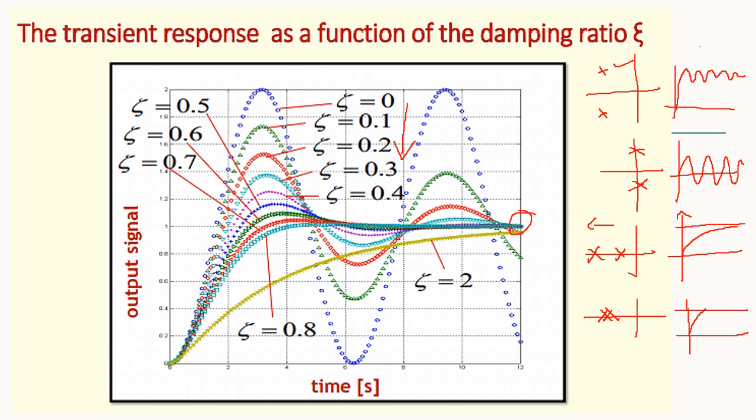So this is for zeta less than 1, this is for zeta equal to 0, this is for zeta greater than 1, and this is for zeta equal to 1.